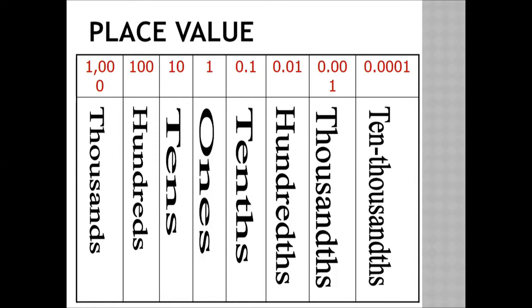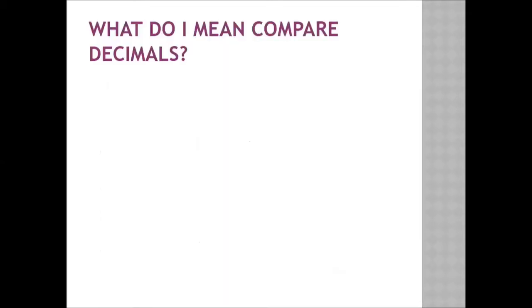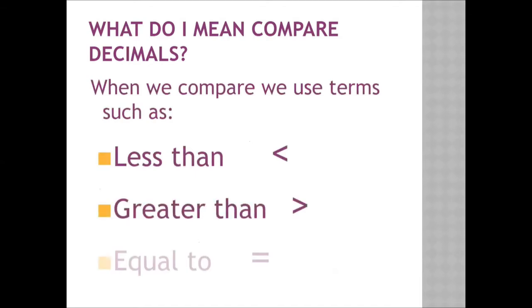Good resource. All right, so when we're talking about comparing decimals, guys, it's very similar to comparing fractions. Now, when we compare fractions, we cross multiply, but these are the symbols we're using: less than, greater than, equal to. And we compare decimals for the reason we just spoke about.